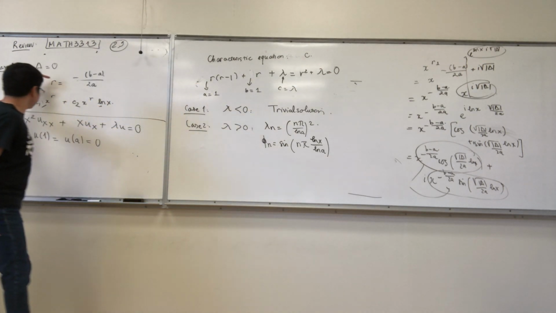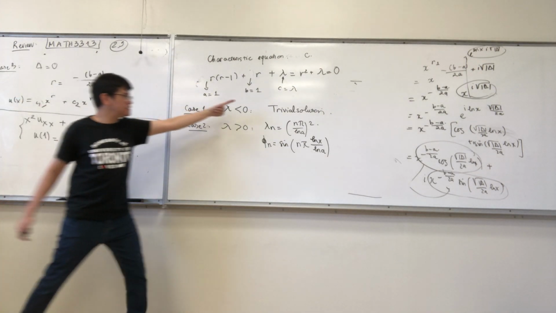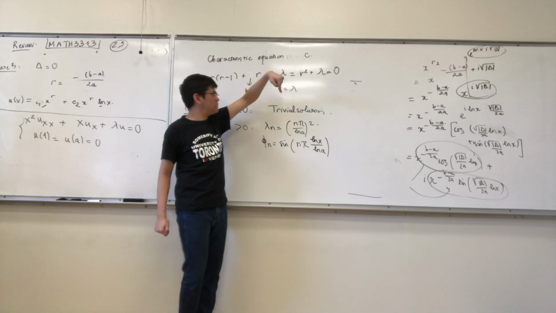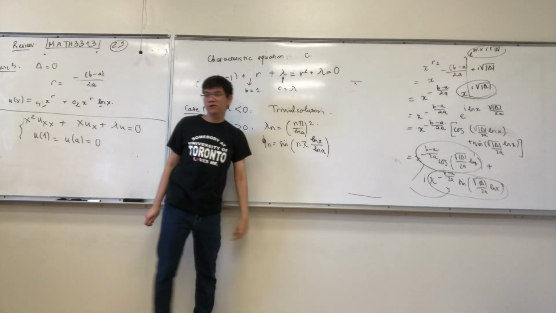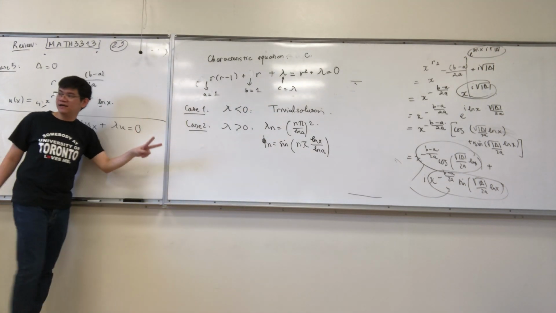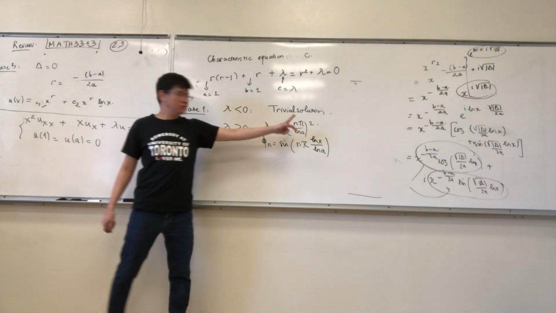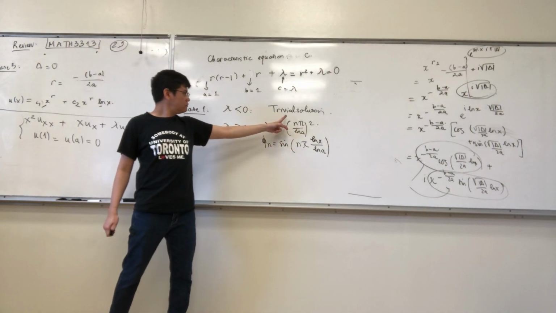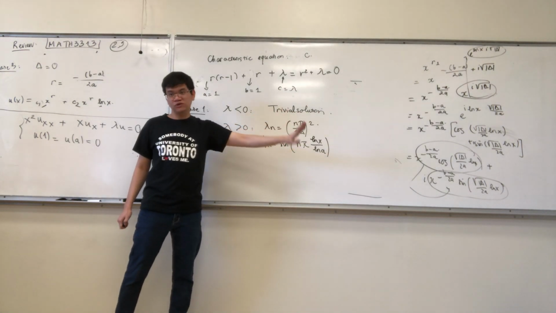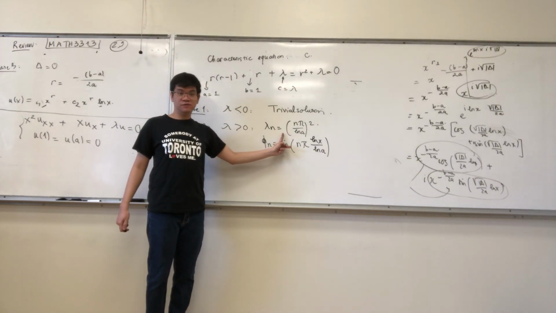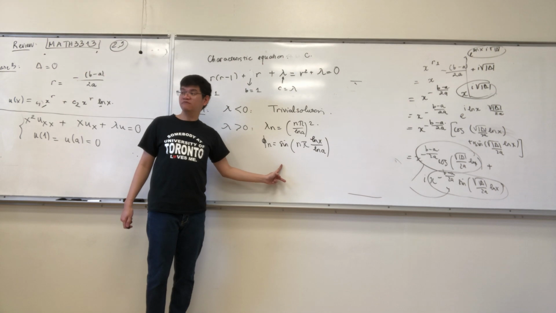In this case, A is 1, B is 1, and C is lambda. So you get the characteristic equation r(r minus 1) plus r plus lambda, and you get r squared plus lambda is 0. In that class, we considered 2 cases already. When lambda is negative, you found no solution. When lambda is positive, this is the eigenvalues, and this is the eigenfunctions.